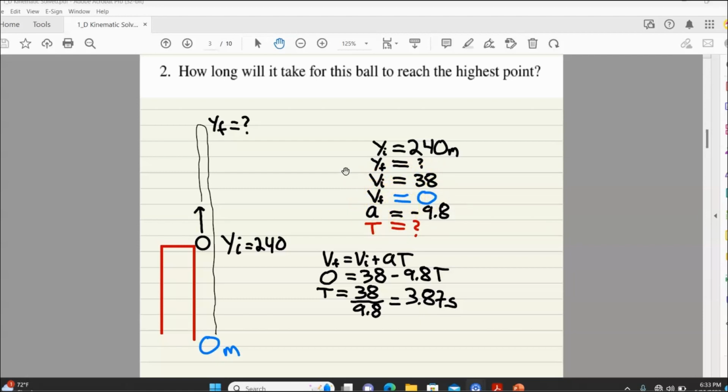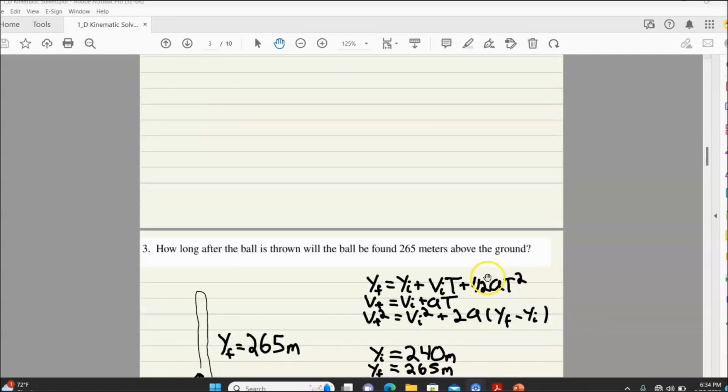At the top of your trajectory in any problem like this, the velocity is 0 at its highest point, the velocity in the y direction. This comes up a lot, and it's something that you should understand as well as memorize. The acceleration in the y direction is negative 9.8 meters per second squared, and time is unknown. So now we can use the second kinematic equation, which is v final equals v initial plus at. V final is 0, v initial is 38, minus 9.8 times t, and then we'll solve for time, and the time is 3.87 seconds, and that's the answer.